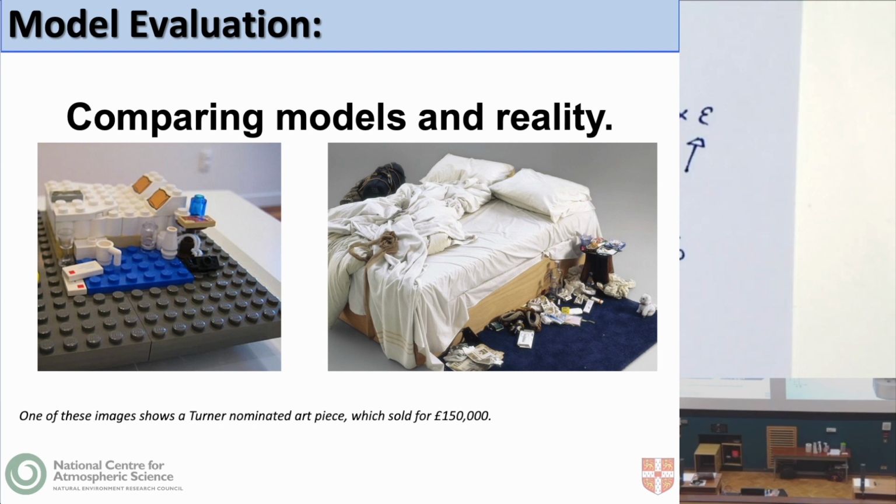And this was motivated by this lovely, I think it's a Tracy Emin piece of art, which was a Turner-nominated artwork and sold for £150,000 on the right, and on the left is a Lego model of it. And you could arguably say the Lego model is good. If you knew your art and you were just presented with the Lego model, you would say, oh yeah, Tracy Emin, that's what that is. Whereas clearly, it's not quite reality, right?